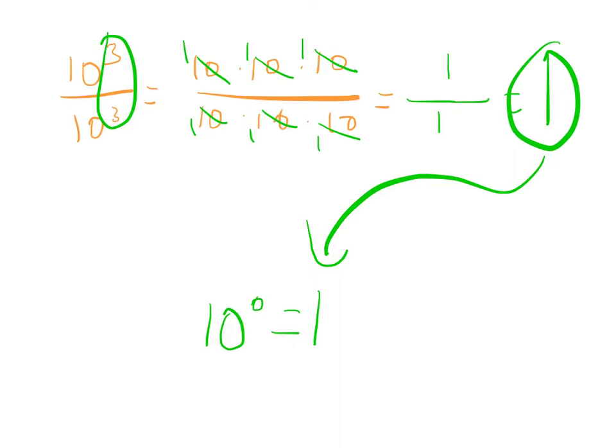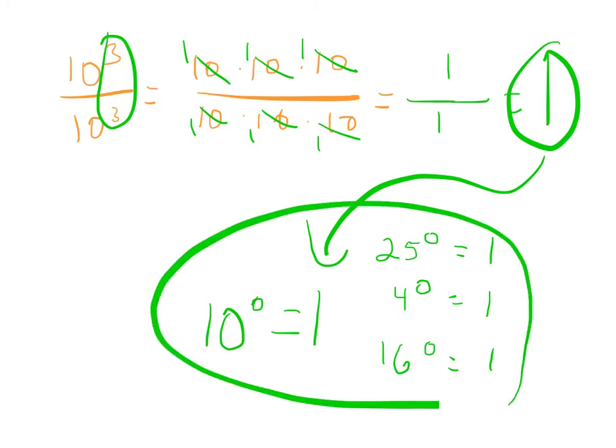Now what's interesting here is that's not only true with 10. If I did 25 to the 0, if I did 4 to the 0, if I did 16 to the 0, when they have an exponent of 0, they will all equal 1. So this is a big thing for us to start getting used to here: anytime the exponent is 0, you get a 1. Well, let's keep moving on.